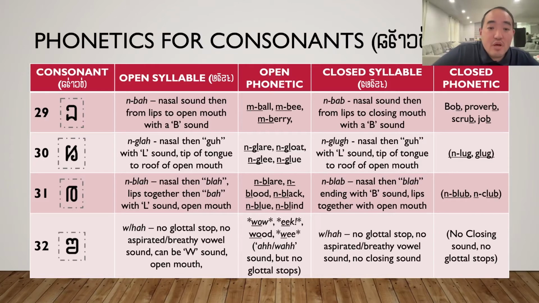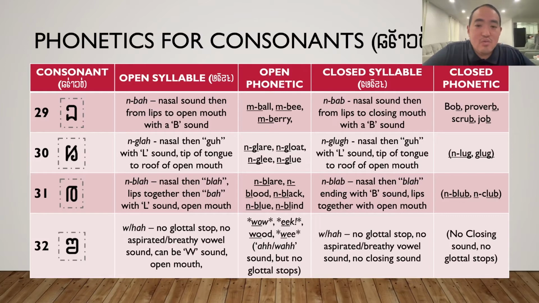Now on to number 31. This consonant is pronounced mbla, mblab. Now this one is just a nasalized version of number 29, but with an L sound as well, right? So it'll be mbala. So three sounds put together in one really fast, right? It'll be the nasal sound with the word blah and lips together with the open mouth, right?